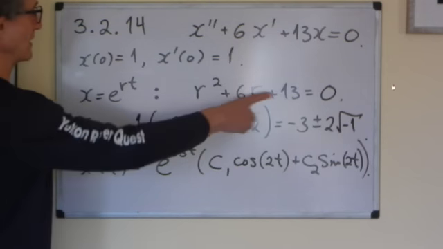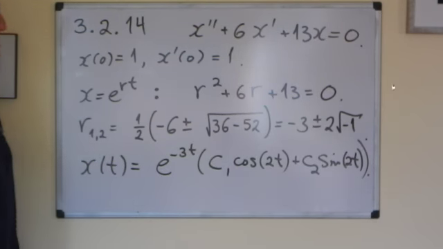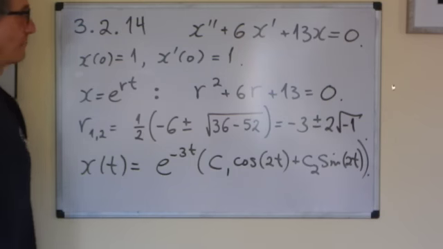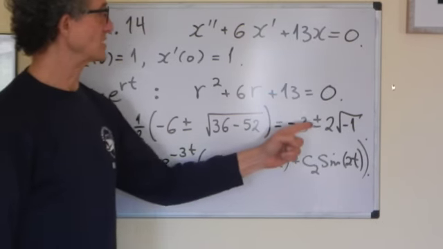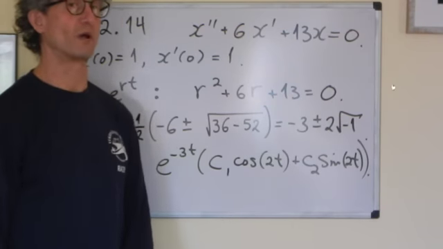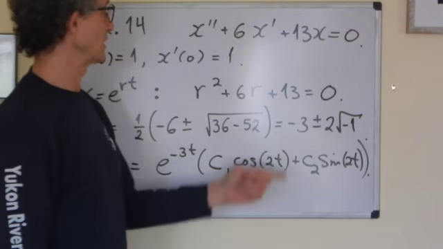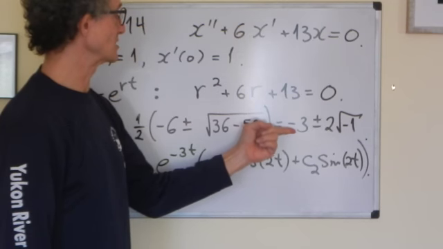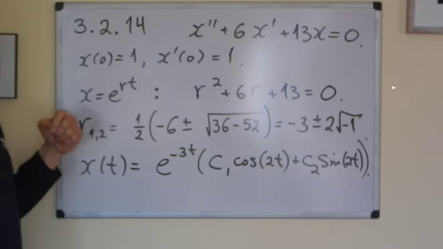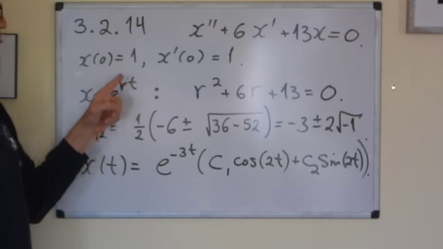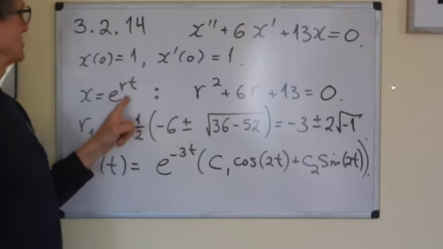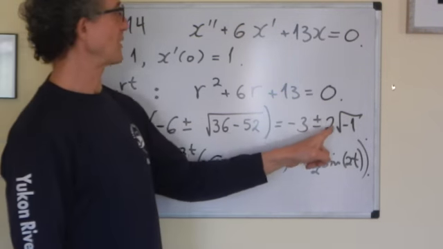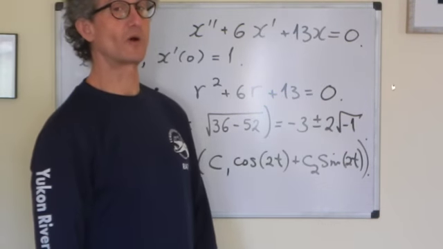And so to make that 0, we look at the quadratic formula. It gives us minus 3 plus or minus 2 times the square root of minus 1. And so this will be the exponential. This is what goes in the exponential. So we're going to have e to the minus 3t times e to the plus or minus 2 times the square root of minus 1 t.